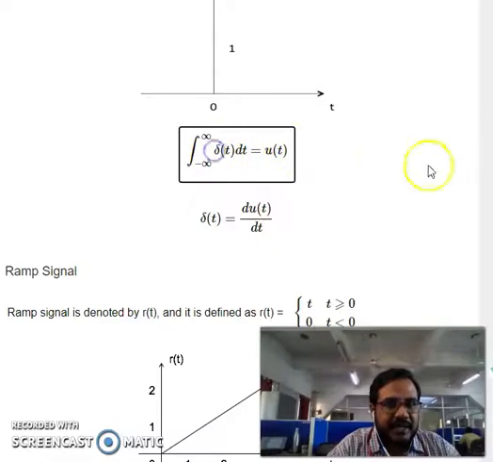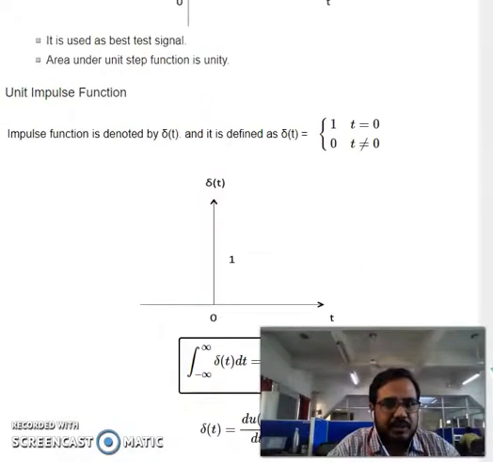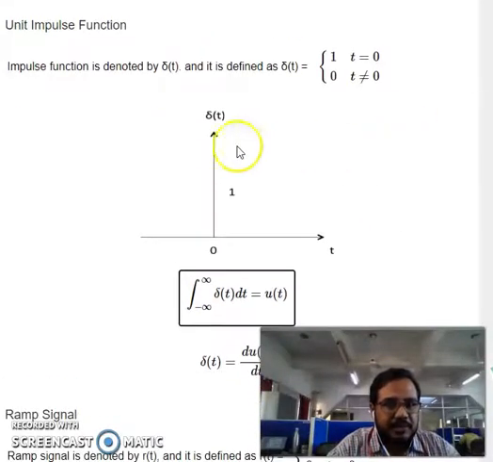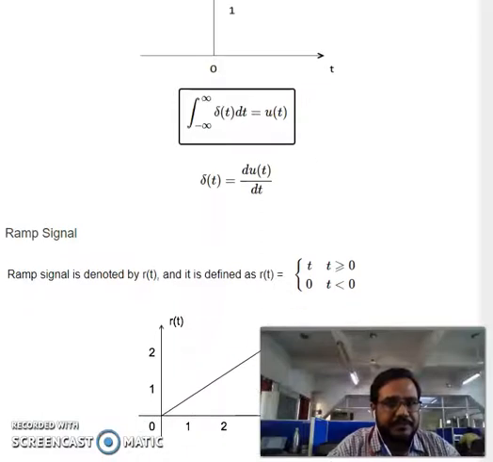And what is the unit impulse function? Once you integrate the unit impulse function, you will get the unit step signal. Okay, and according to this equation, if you differentiate this equation, differentiation and integration will cancel, and delta of t is equal to du of t by dt. So these two are very important equations in signals and systems.